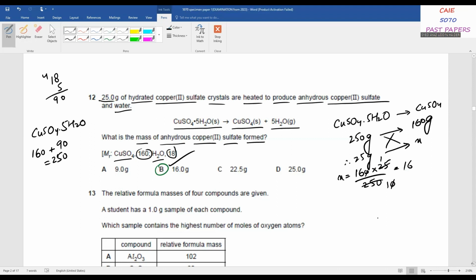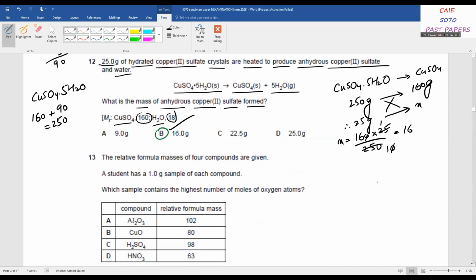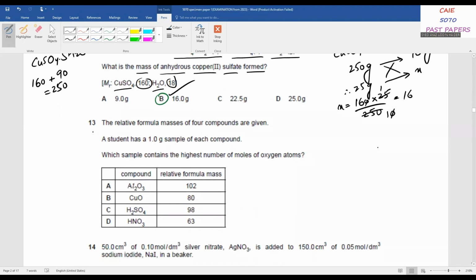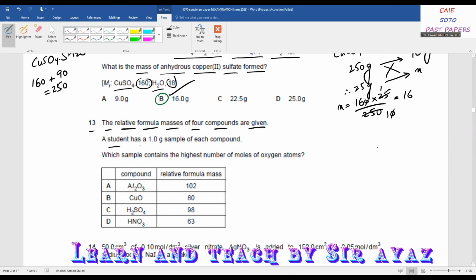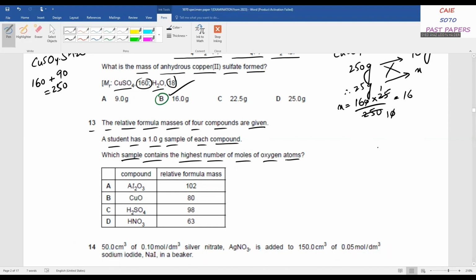Multiple choice number 13. The relative formula masses of 4 compounds are given. A student has a 1 gram sample of each compound. Which sample contains the highest number of moles of oxygen atoms? Relative formula mass for each compound is given. So I will convert all these relative formula masses into moles, so it will become easier for us to calculate the highest number of moles of oxygen atoms in one of these compounds.